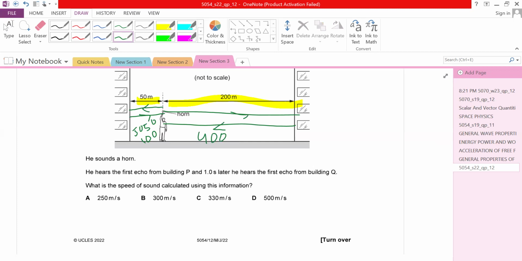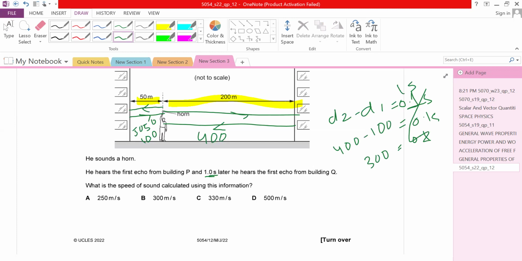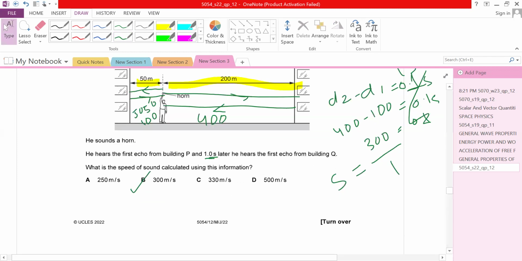So D2 minus D1, and the time difference is 1 second. D2 is 400 minus 100, which is 300 in 1 second. So 300 divided by 1 second equals the speed. 300 is the distance and 1 second is the time given in the question. So the speed is 300 meters per second, which is option B.